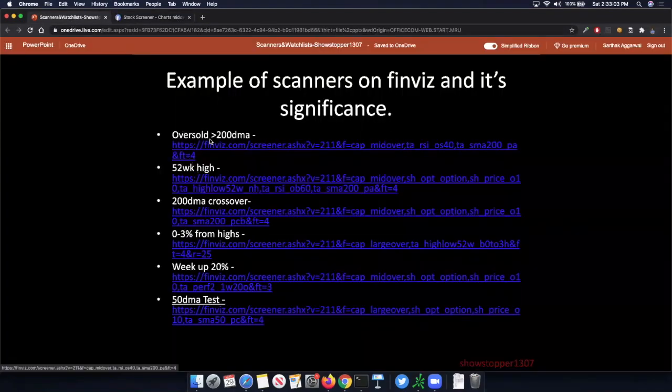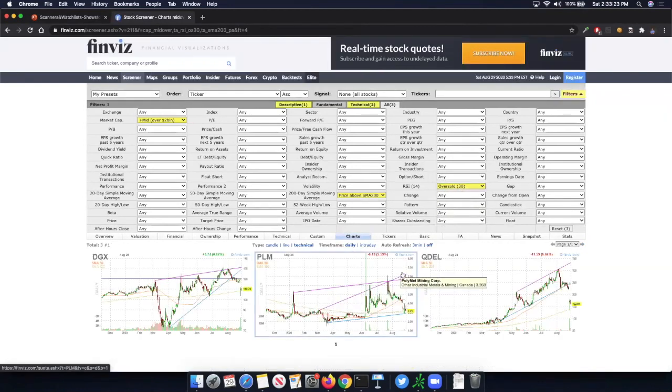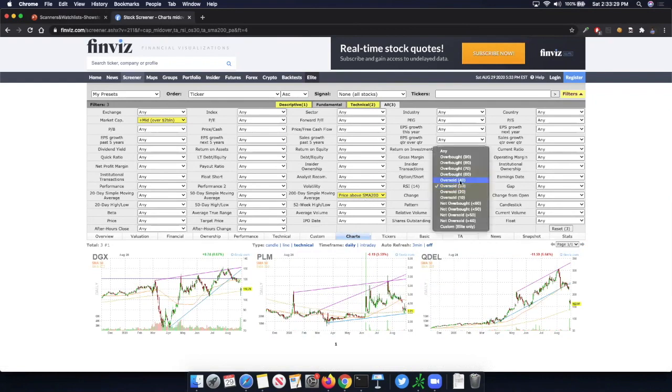So just remember, oversold reading is only on RSI and nothing else. Ignore all the other indicators which I told you about, but only RSI. So here, RSI is basically 40 or below, and price is greater than 200-day moving average. I can choose this value as 30 as well, but I won't get many results. Why? Because usually if a stock is above 200-day moving average, it doesn't get to these oversold territory.